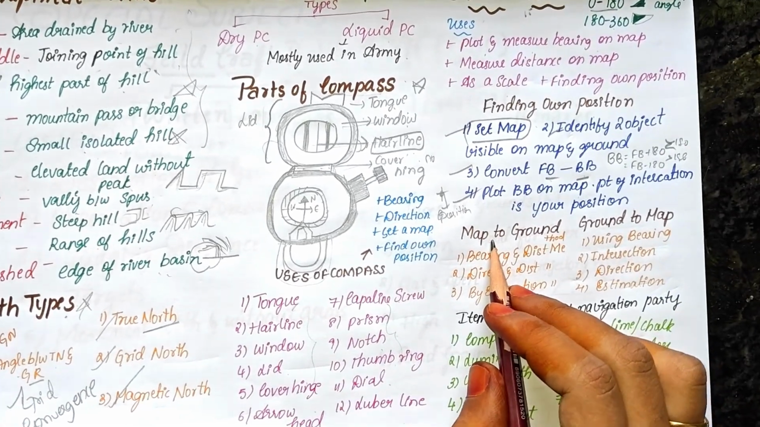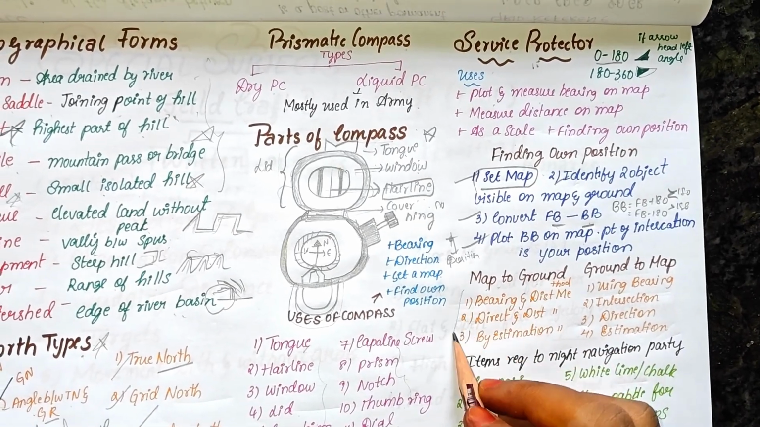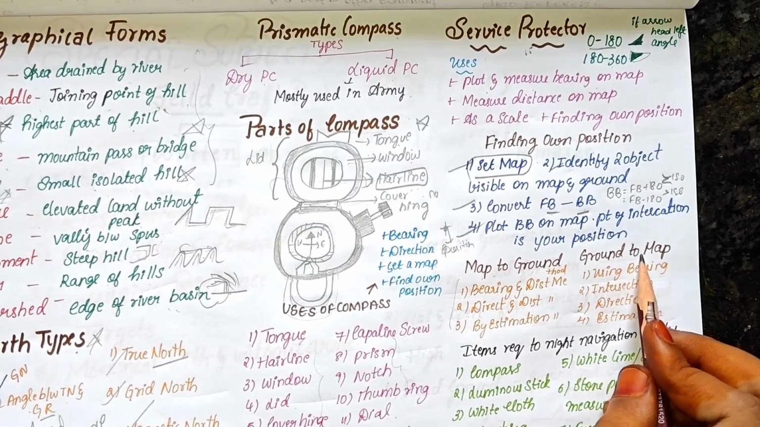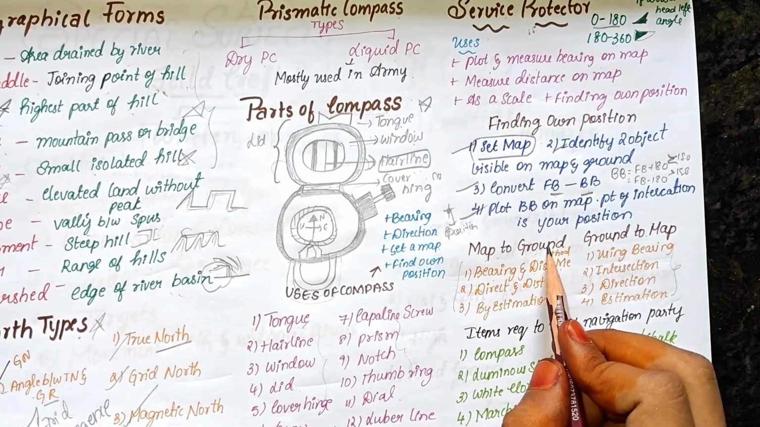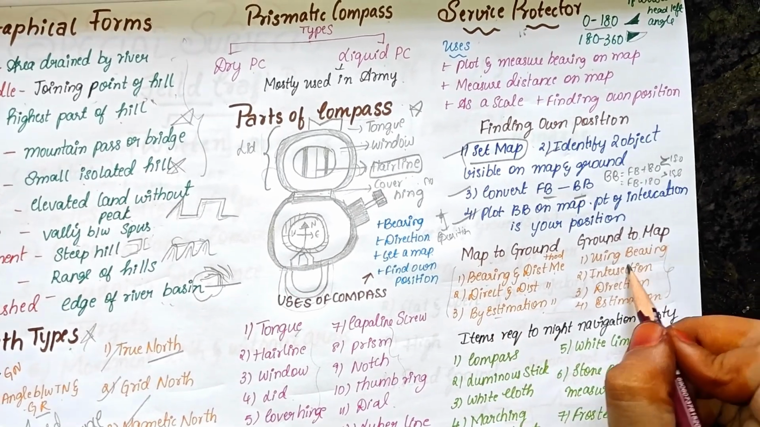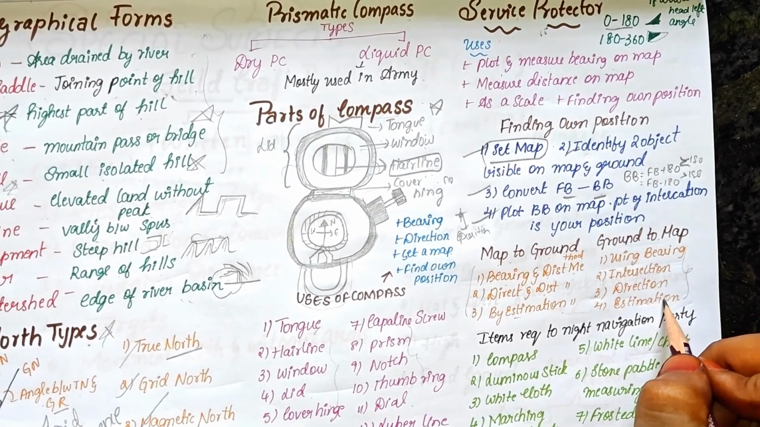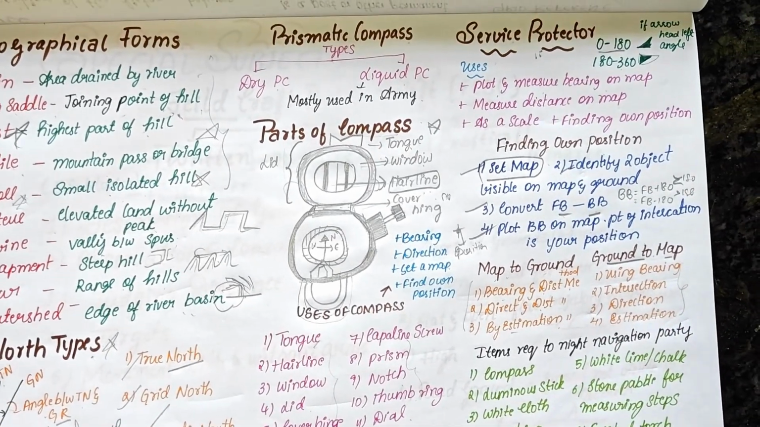Next, it will be of two types. From map to ground, if you have to find the position, there will be three methods. From ground to map, if you have to find the position, there will be four methods. For map to ground: the bearing and distance method, the direction and distance method, and the estimation method. By using bearing, intersection, direction, and estimation, you can find ground to map positions.